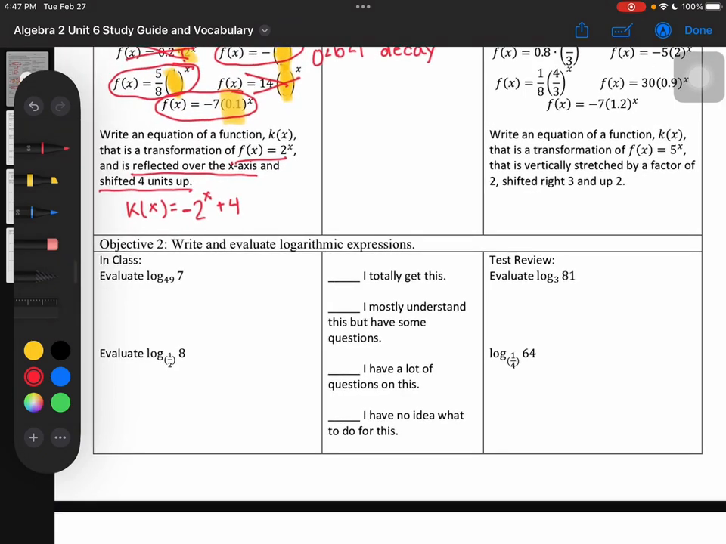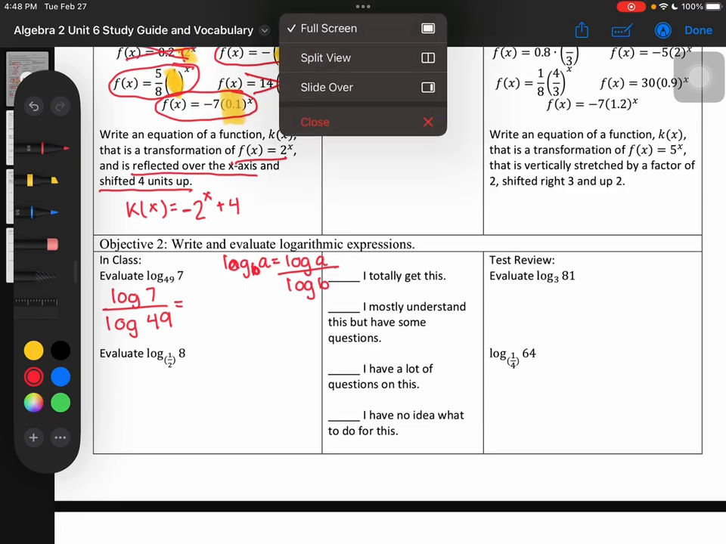All right. So objective 2 now. This one we want to write and evaluate log expressions. So we were using the log rule, where if we have log base b of a, when we type that into the calculator, we want to type it as log of a divided by log of b. So in this case, that would be log of 7 divided by log of 49.